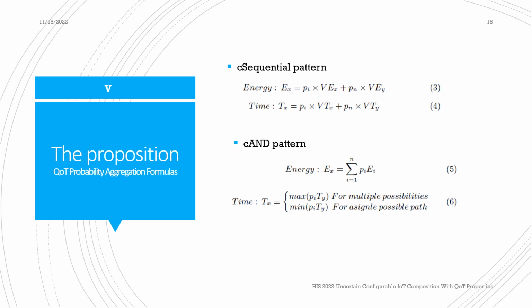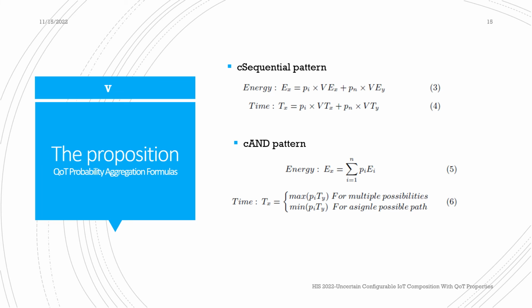In the case of the sequential pattern or configurable sequence, let the probability of the incoming paths be Px equal to Pi, where P is between 0 and 1, and i is between 1 and n. The QoT of the energy consumption values are the possible Vex and Vey for the general Ex, as well as the quality of thing of the execution time are the possible Vtx and Vty for the general Tx. The sequential are computed according to formula 3 and 4.